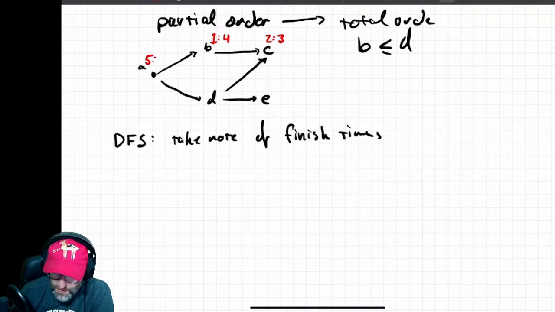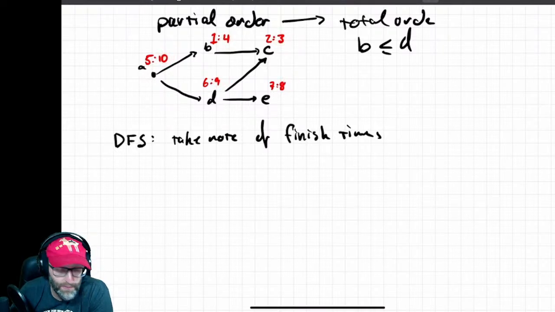5. That's the discovery time. I go to D, 6, and 7. For E, I do see it in the neighborhood of D, but I see that it's already been colored black, and so I don't visit it anymore. And then finally, I start backtracking: 8, 9, and 10. So take note of the finishing times here. The finishing times are going to be the second number there: 10, 4, 3, 8, and 9.